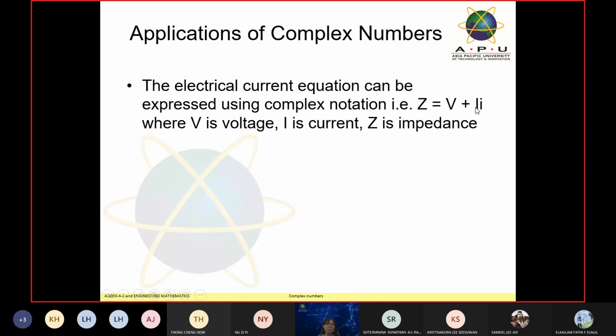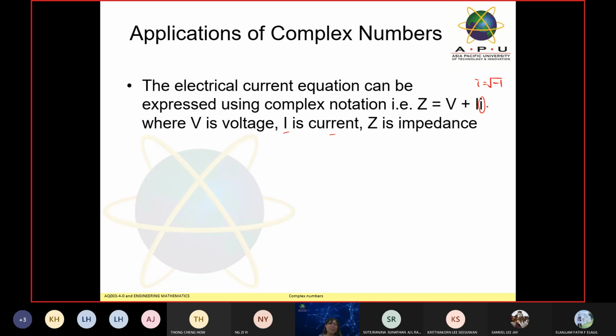For example, Z equals V plus I. Can you see V is a voltage? The capital I refers to the current. The small i is the square root of -1, and Z is the impedance. So the small i refers to the square root of -1, and the capital I is a current, as I mentioned just now.